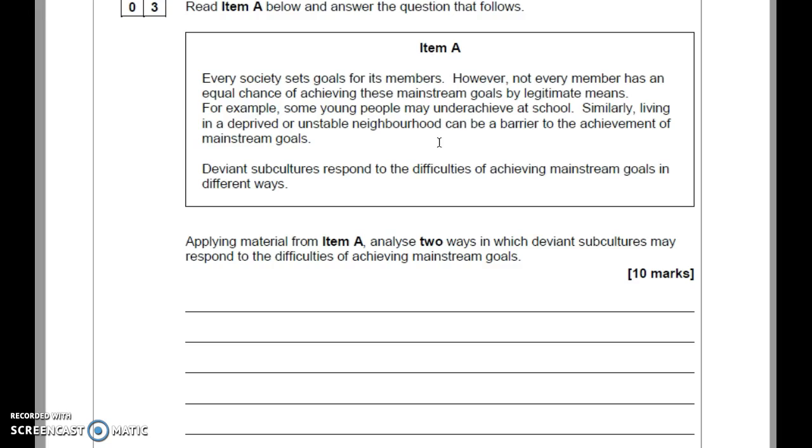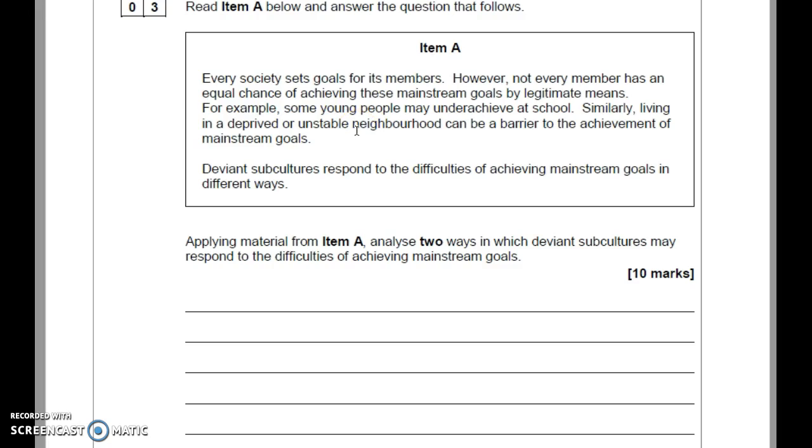Just to mention on this one, a lot of students misapplied Merton. Merton in this case, even though it does read like it is talking about Merton with the American Dream, Merton was an individual response, so it was only really credited if they successfully talked about subcultural responses.